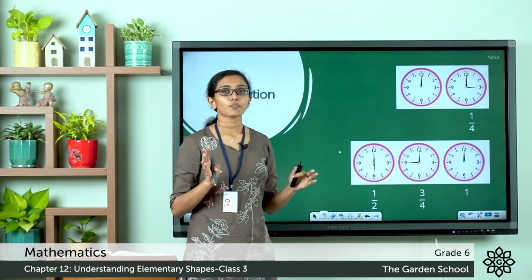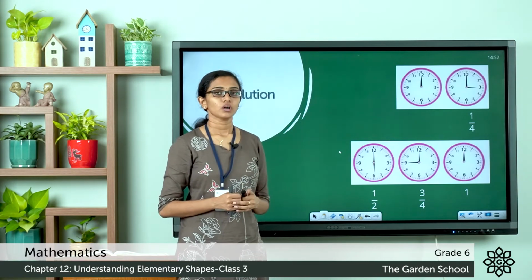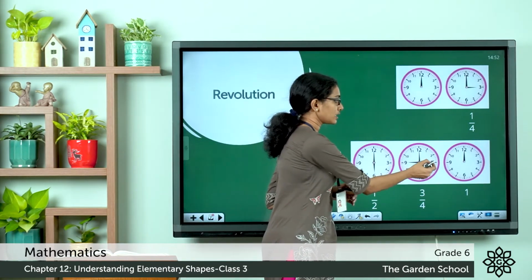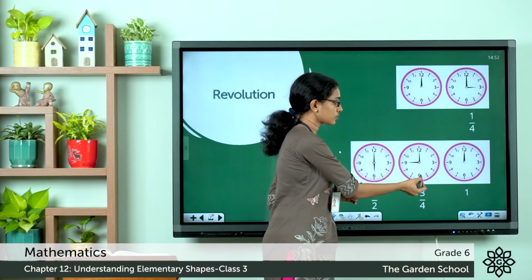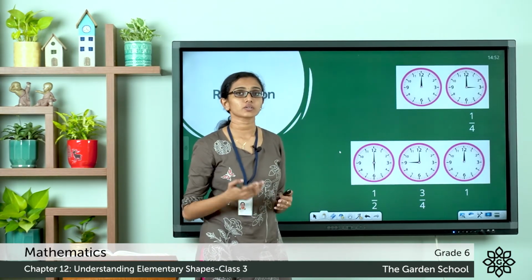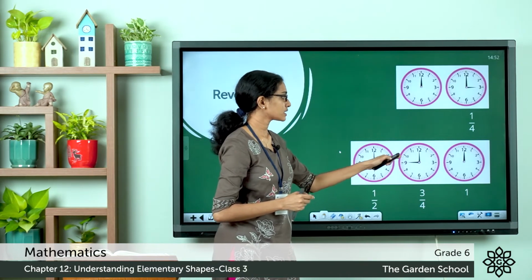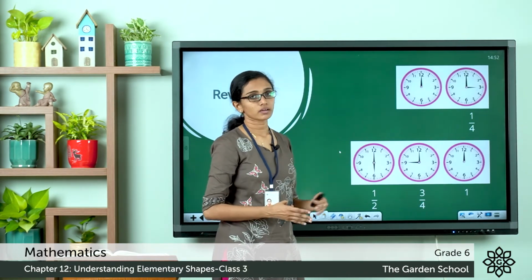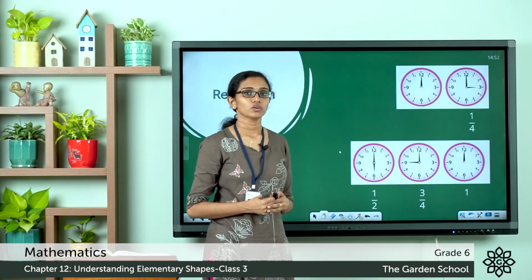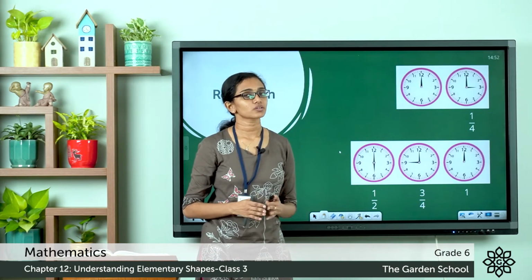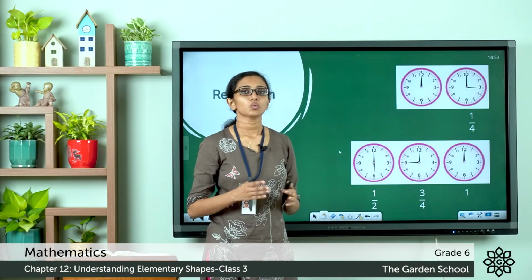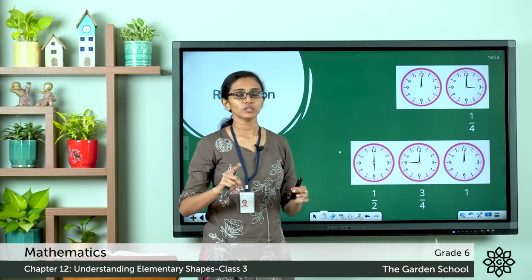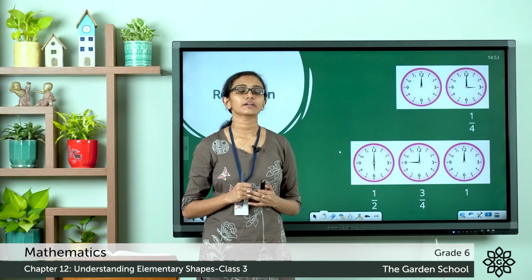Now, imagine it is 9 o'clock now. The hour hand is pointing to 9. So, how many quarter turns has it covered now? When it was 3, it was 1/4 turn. When it was at 6, it was 2 quarter turns or 1/2. Now that it is at 9, it covered another quarter turn, which is 3 quarter turns or 3/4. Now, when the needles are back at 12, they have covered one full turn or one revolution.